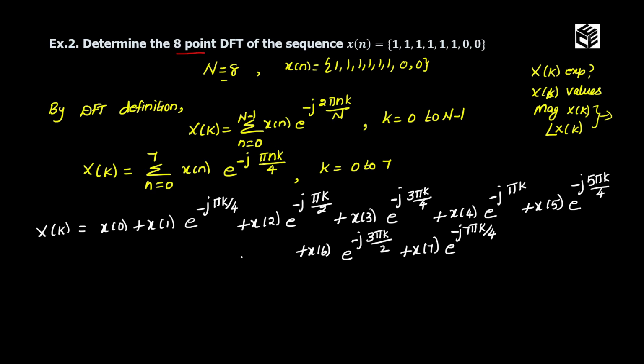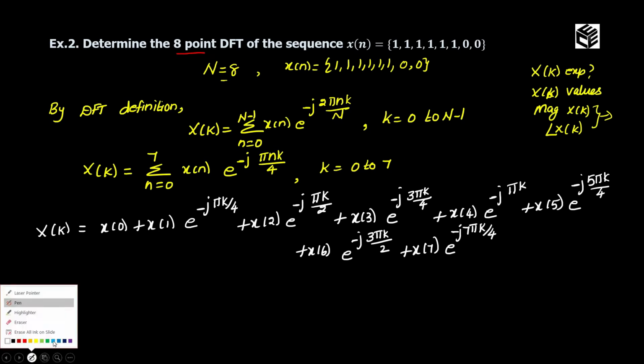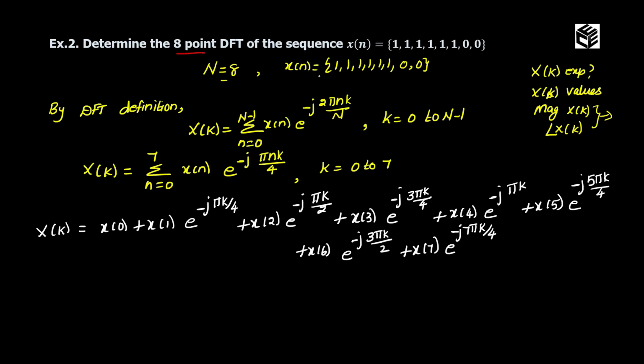Okay. Now I am going to apply the values of x of 0 till x of 7, and also expand this exponential function. Before that, if we check the value of x of n, this is at 0 position, 1, 2, 3, 4, 5, 6 and 7 position. The values of x of 6 and x of 7 are 0, so these two terms will get neglected.